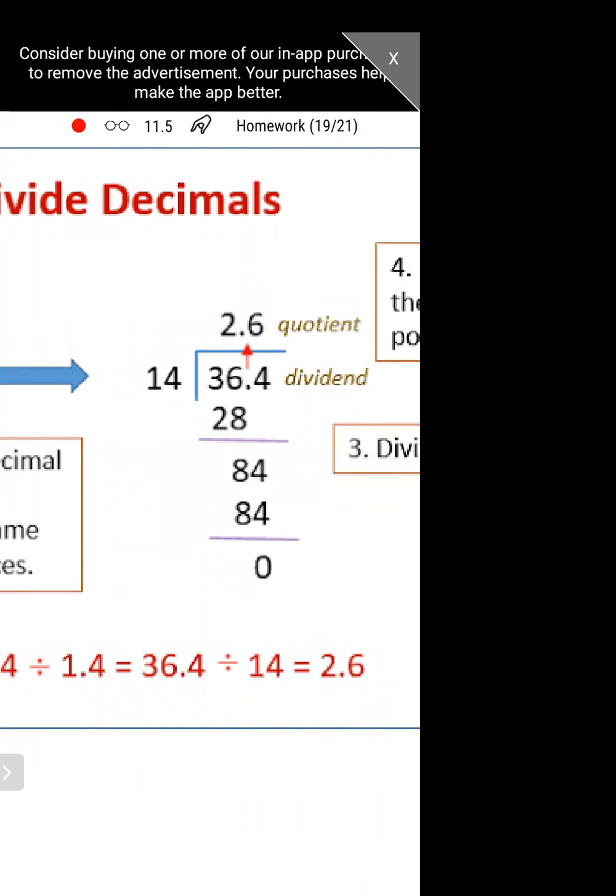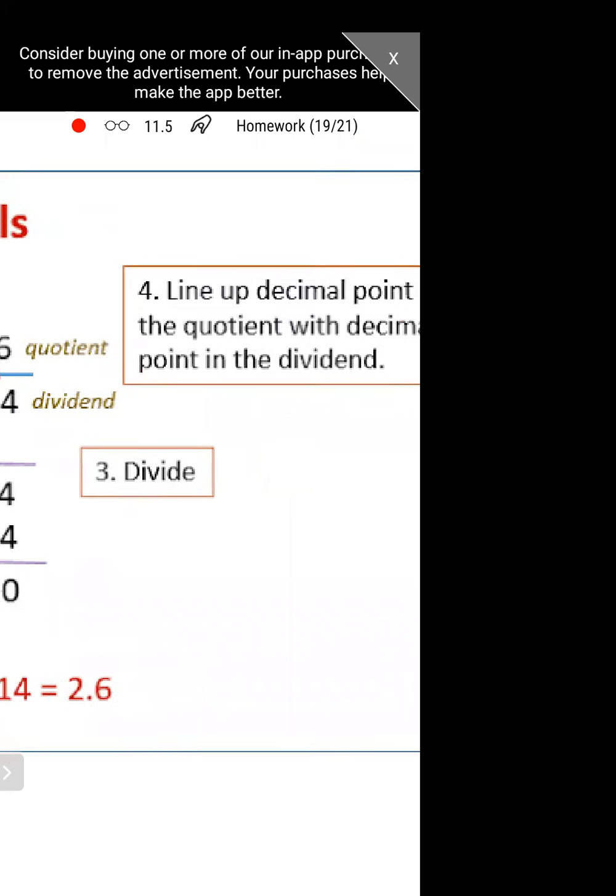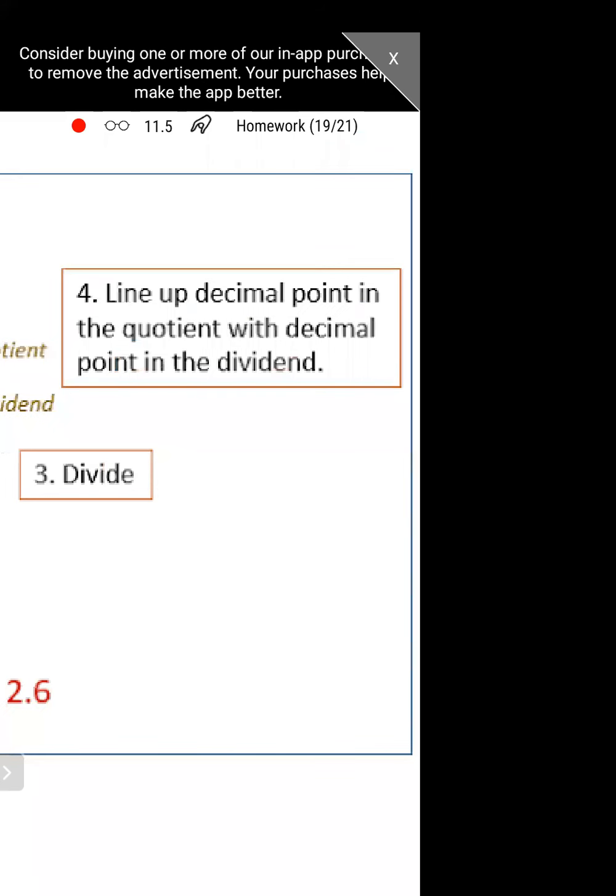Number 3 is to divide. You will divide and you will get the quotient 2.6. All right, you have to line up the decimal point in the quotient with the decimal point in the dividend.